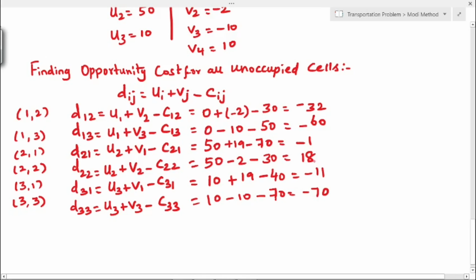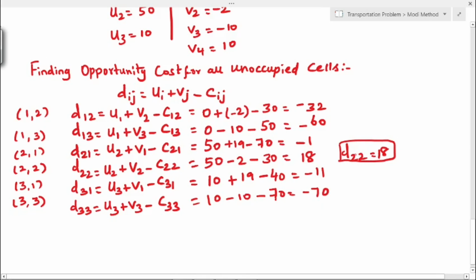So now you have to check whether all the opportunity costs, these values are called opportunity costs, should be negative values. If any value is positive, we have to do the iteration again. To find the optimum solution, we have to proceed with the iteration again. Here all the values are negative except this D22 value, that is 18, right? So D22 equal to 18. This value alone is positive, the remaining values are negative.